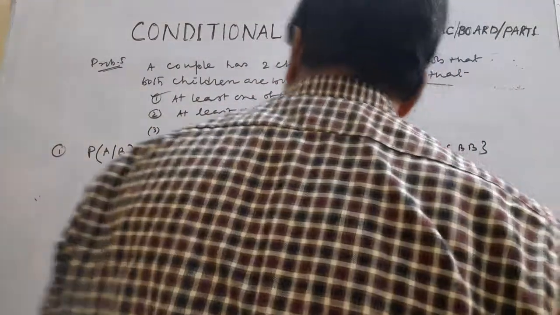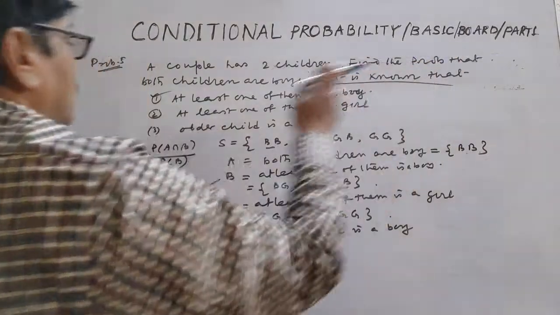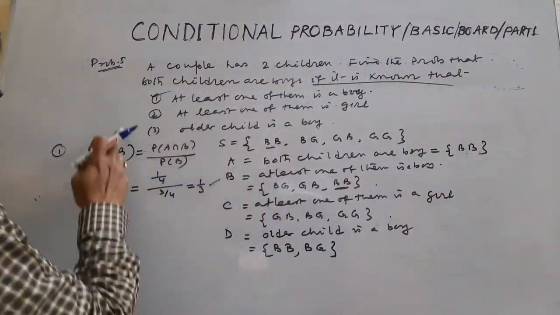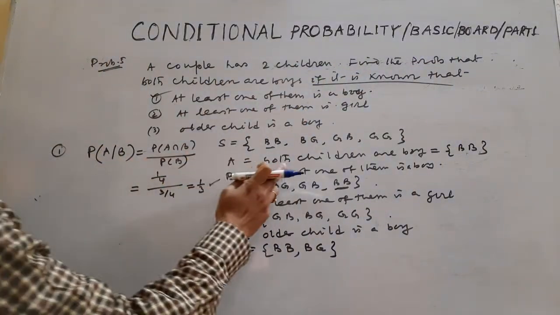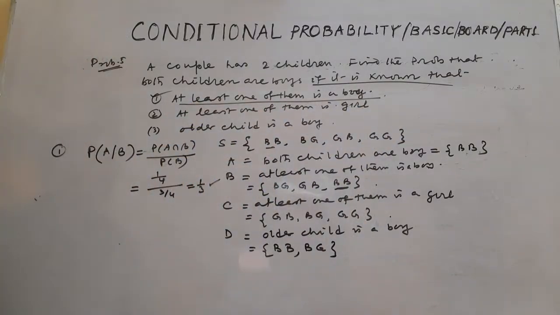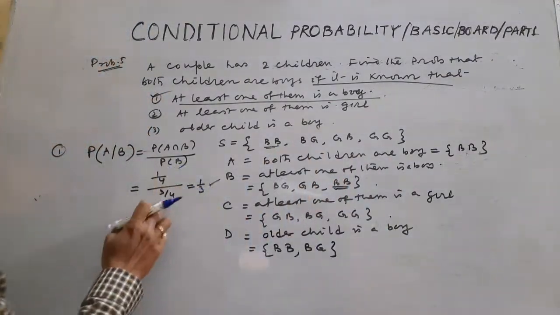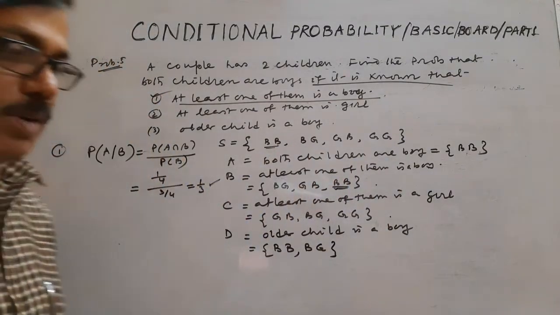So listen again. Find the probability that both children are boys, A, under the assumption that at least one of them is a boy. P(A intersection B): which one is common? BB. So this is 1 by 4. This is 3 by 4.